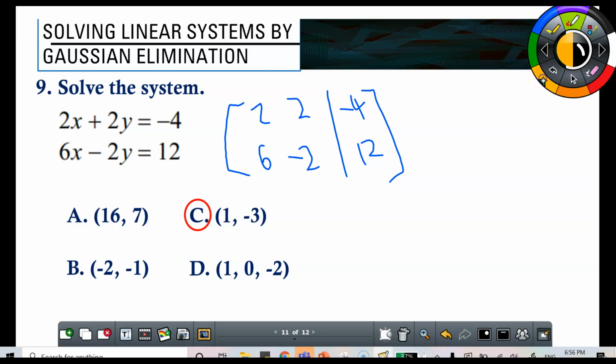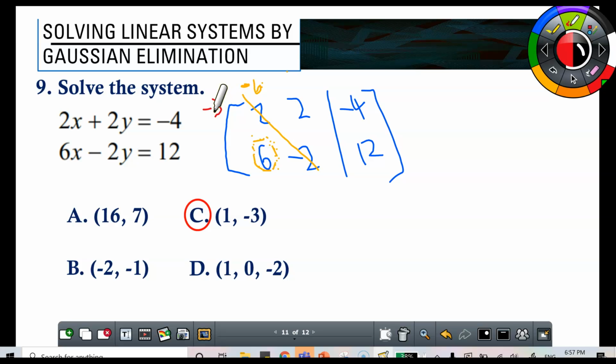And then your goal is to make the number under the diagonal a 0. I want this to be a 0. How can you make it 0? We know if the top number is -6, then -6 plus 6 is 0. But how can we make 2 become -6? You multiply 2 by -3. So multiply the entire first row by -3.